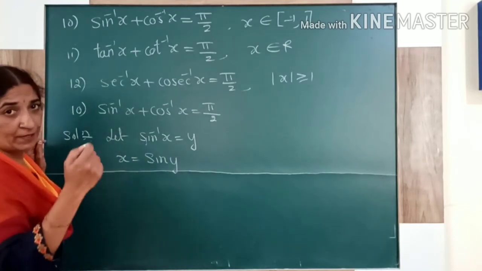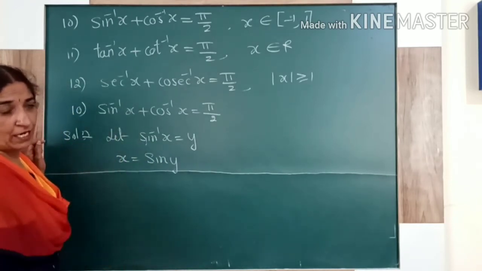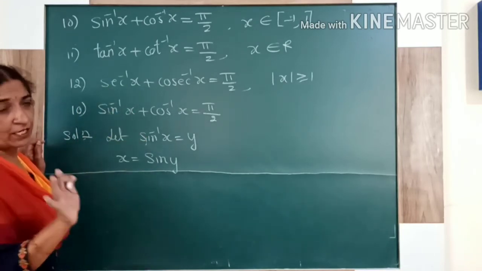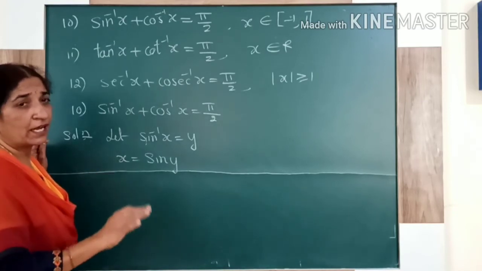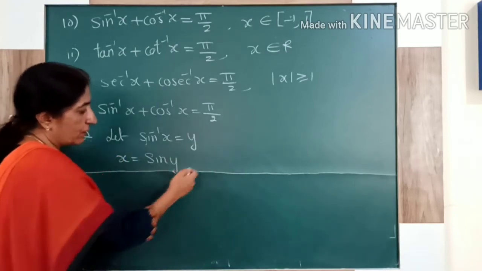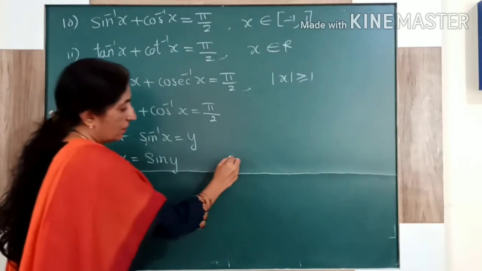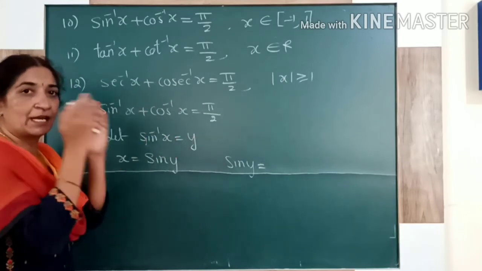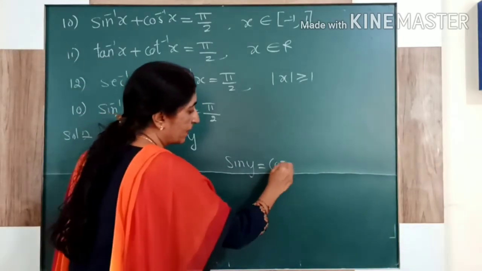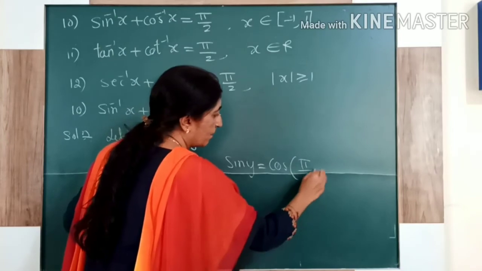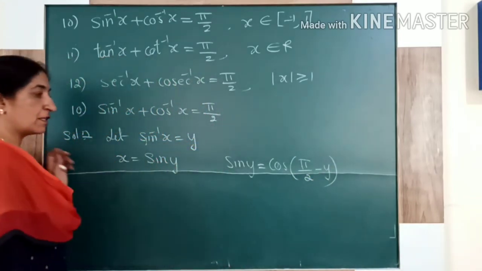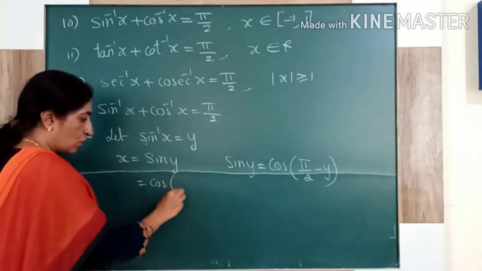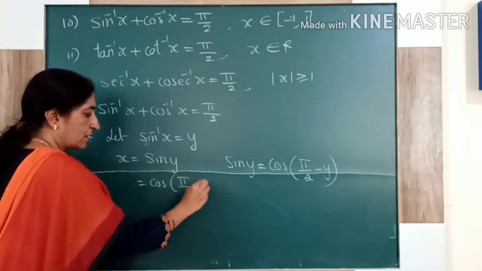Now, I think you are familiar with allied angles. If you are not familiar with allied angles, in another video I will give complete details of trigonometry formulas and how to apply the allied angles. Now I am taking just whatever is necessary. Sin y we have to write in the form of cos with the help of the allied angle. So this will be cos pi by 2 minus y. This is the allied angle we studied in first year. So sin y will be written as cos pi by 2 minus y.